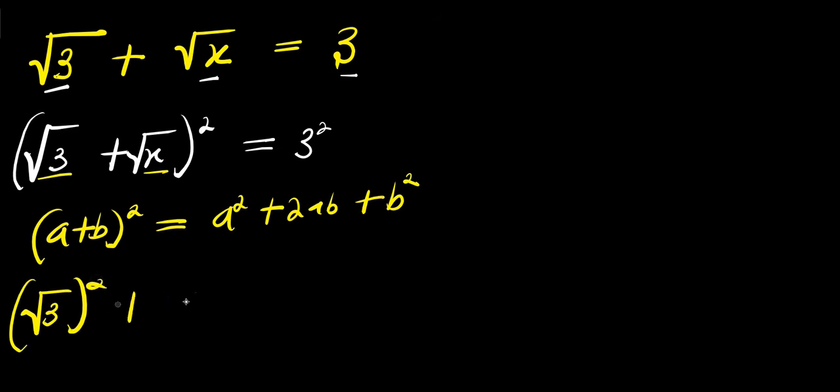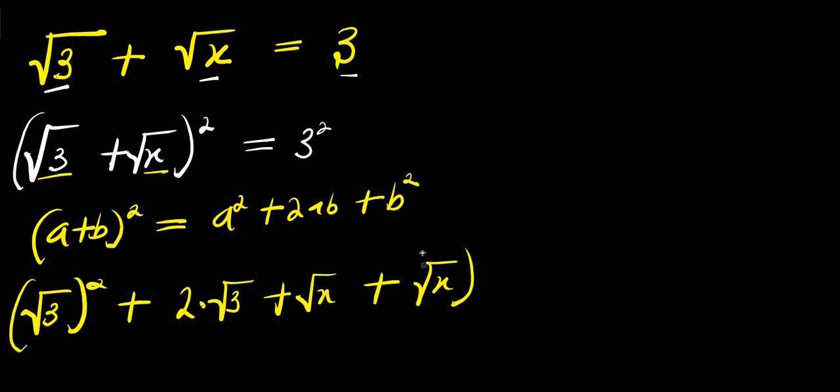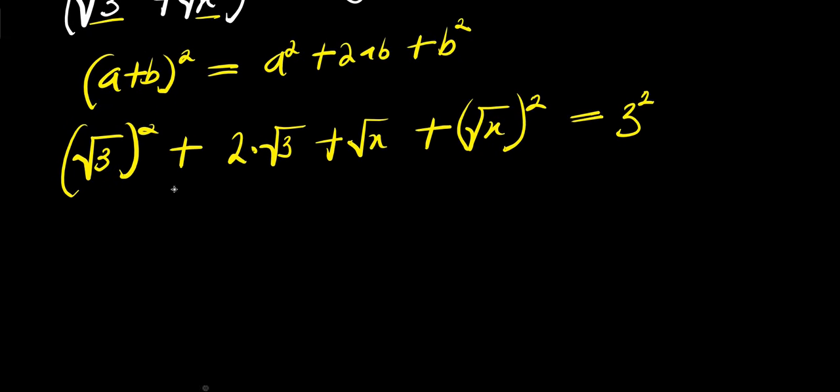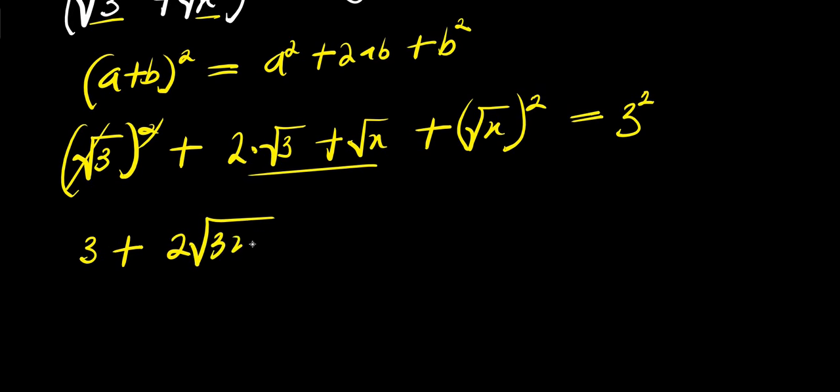root 3 power 2 plus 2 times root 3 times root x, plus root x power 2, equals 3 power 2. From here, square root cancels squares. I have 3 plus 2 times root 3x plus this cancels this. I have x equals 3 power 2, which is 9.